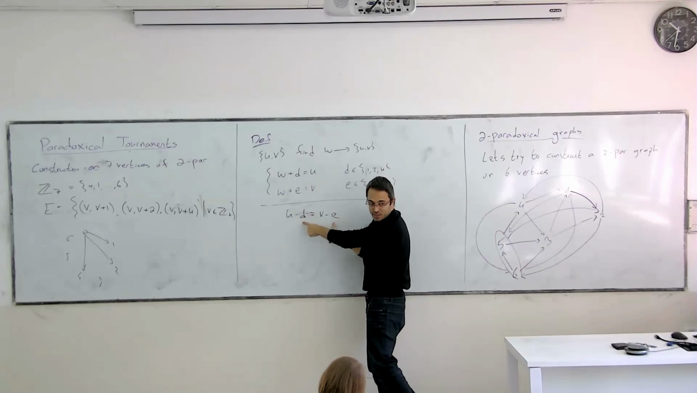Right? So saying that there is someone that dominates them is essentially saying that this equation, where U and V are fixed, given, and D and E are variables that go over this set, has a solution.